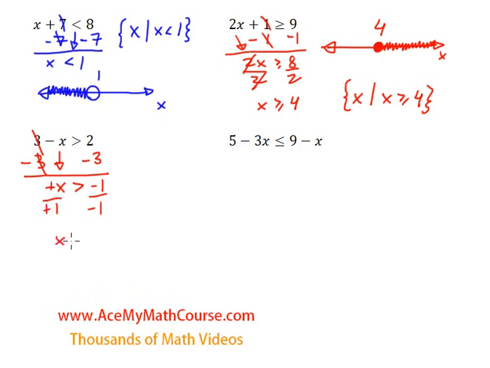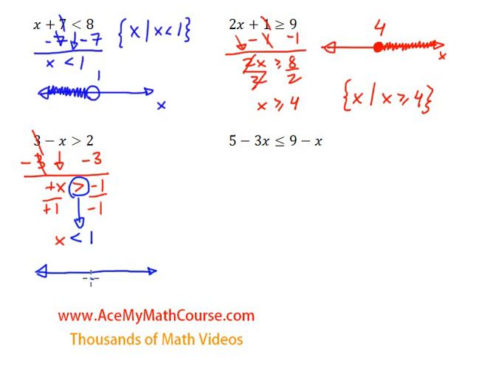So x is... Now something really important happens. Very important. This signal will switch from greater than to smaller than. Why? Because we divided both sides by a negative number. Every time we do that, you need to switch the direction. Negative 1 divided by negative 1 is 1. So the answer is just x is smaller than 1. So remember that. And always pay attention. If you divide both sides of an inequality by a negative number, the signal changes.